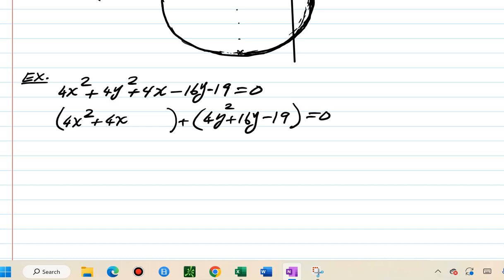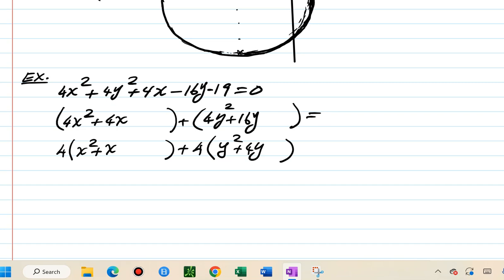Okay, so notice the number in front of x squared is 4, not a 1. So what do we have to do? In this case, we need to factor out whatever this number is. Let's factor it outside. And once we factor it, we have to factor the 4 on y squared. Let's move the 19 to the other side. Equals 19. Negative on the left becomes positive on the right side.